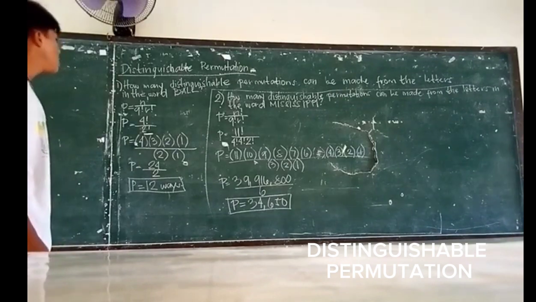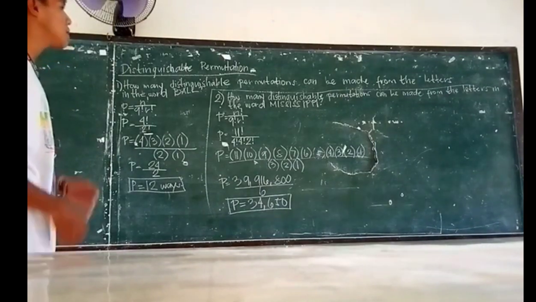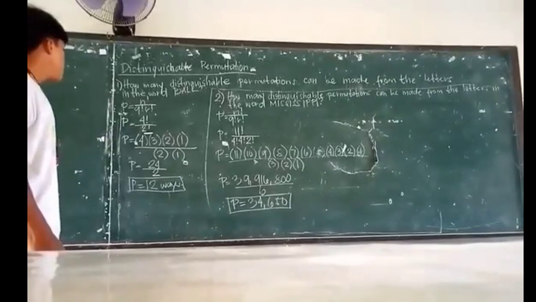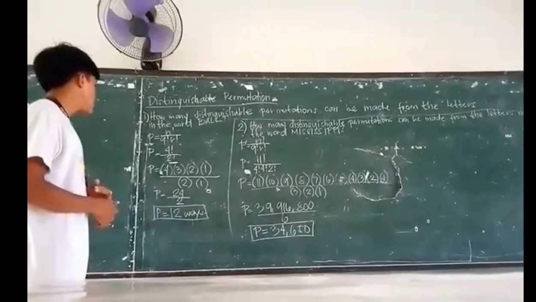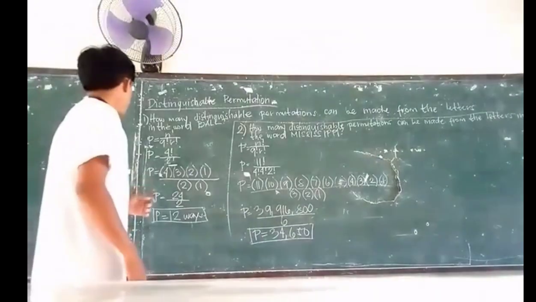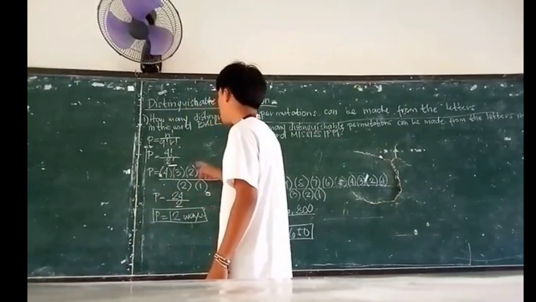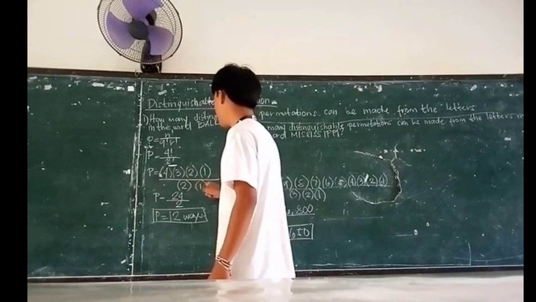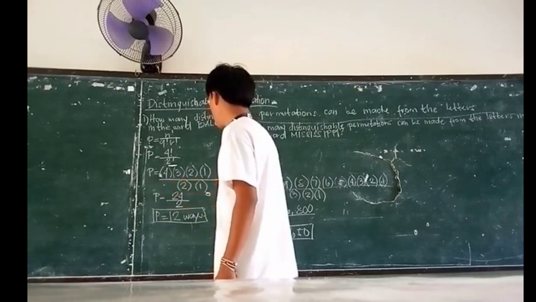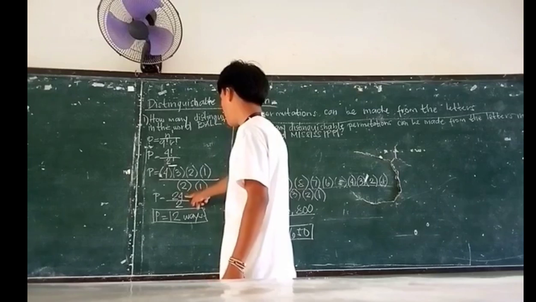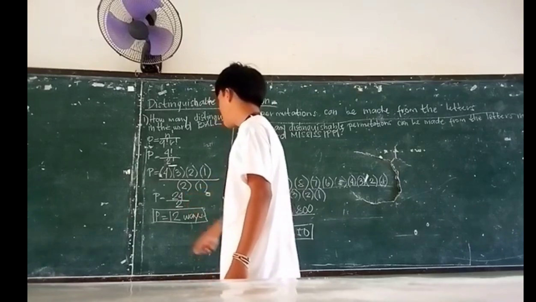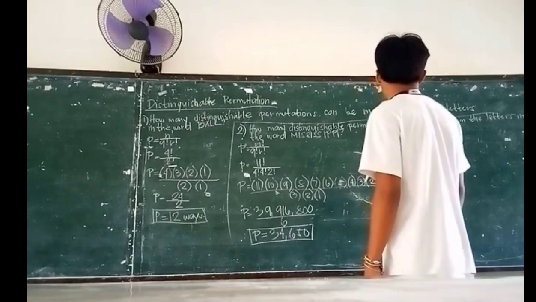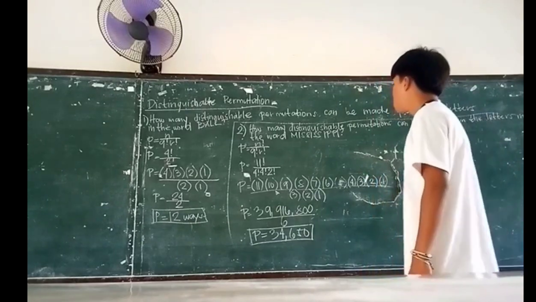Distinguishable permutation. How many distinguishable permutations can be made from the letters in the word ball? Permutation equals n factorial over q factorial r factorial. P equals 4 factorial over 2 factorial. 4 times 3 times 2 times 1 equals 24. 2 times 1 equals 2. Permutation equals 12 ways.